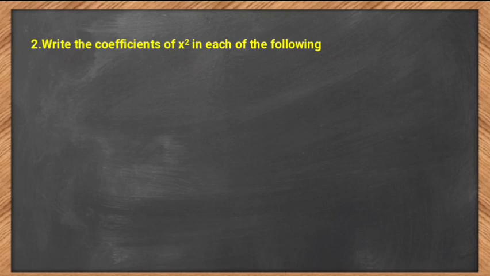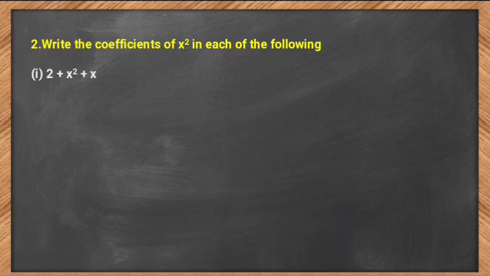Now let's see the next question. Write the coefficient of x square in each of the following. This about coefficient I already said in the introduction part. What is a coefficient? Coefficient means, for example, x square means which number will be there along with the x. You have to write that.